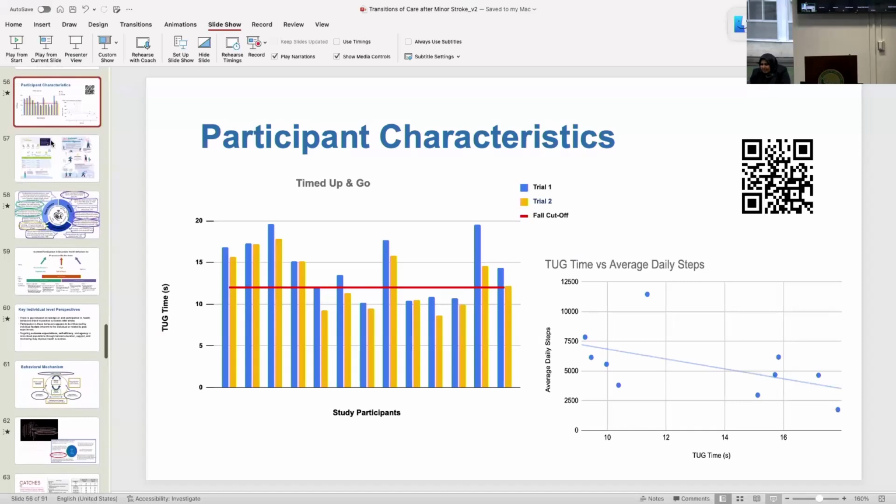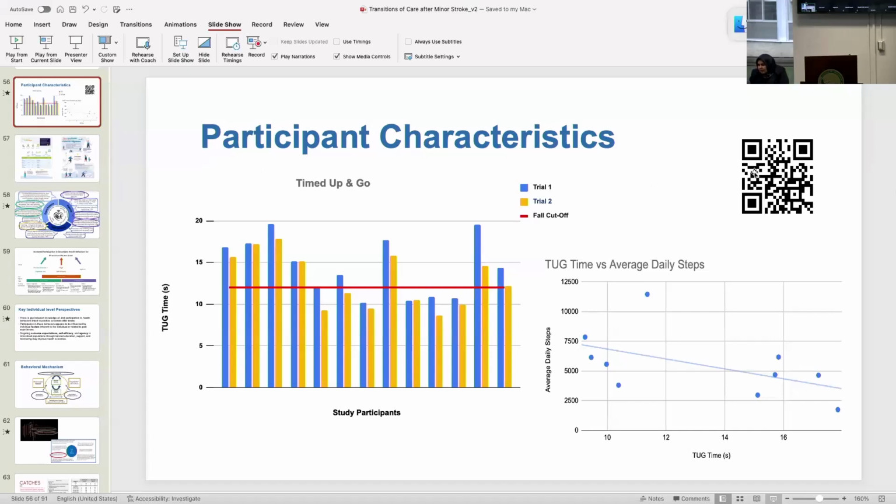Yeah, thanks. And so this was the timed up and go study that we did in these mildly disabled chronic stroke survivors. And we found that the fall cutoff is 12, and that 62% of these people were above this. So they were living in the community with this risk of falling and had truly not integrated back even after a year. We looked at their TUG time versus their average daily steps, and we found a moderate negative correlation, meaning in terms of what they can do versus what they're doing, there is a discrepancy.